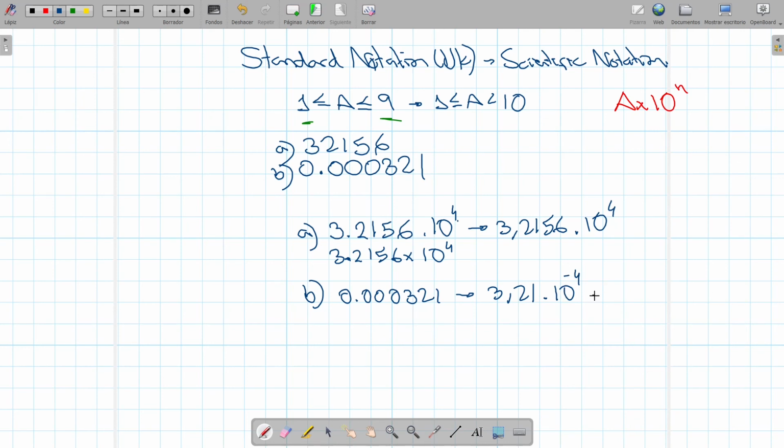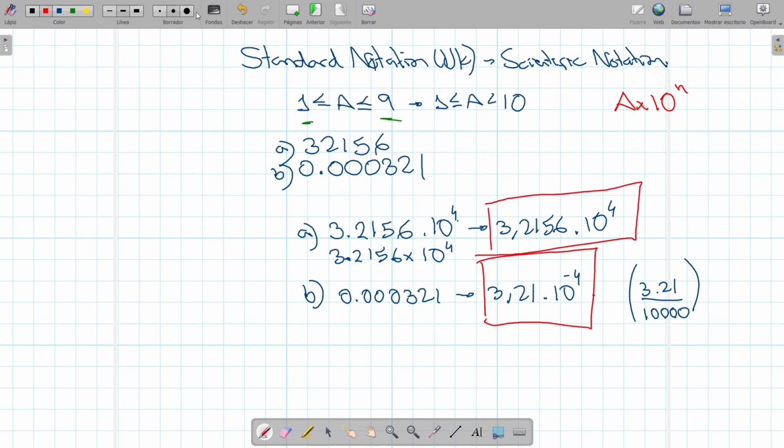So really, this would be the same as 3.21 divided by 10 to the power 1, 2, 3, 4. And if we do that in the calculator, we obtain 0.000321. Okay. I'm just writing that down so that you know that it's the same, but the scientific notation is this one and that one. Okay. And again, you can write this down as 3.21 times 10 to the power of minus 4.